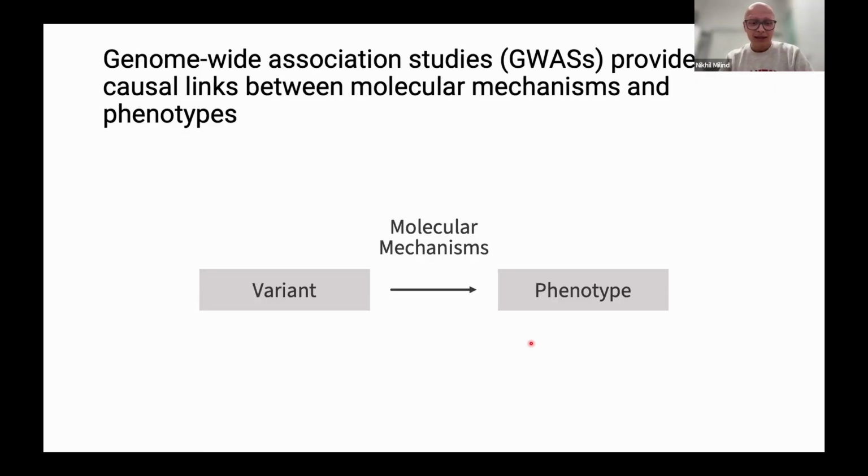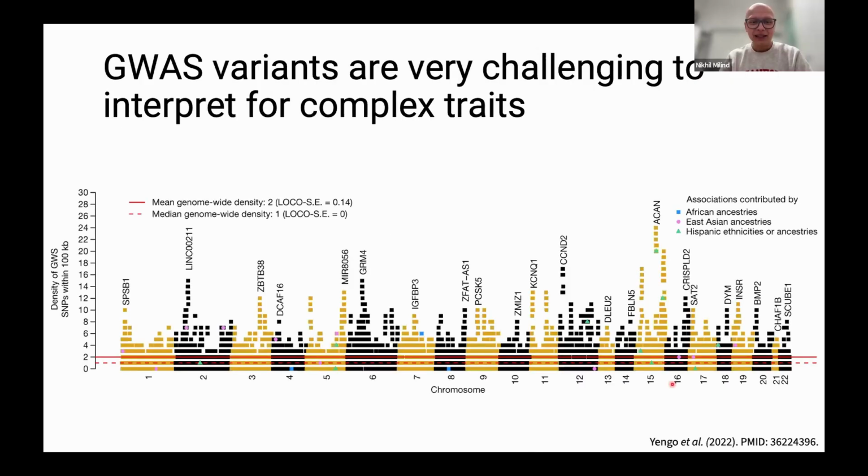So this paradigm is quite powerful, but I don't think I need to convince this audience that GWAS variants are actually extremely complicated to interpret. So here's an example of a very recent GWAS for 5 million individuals. And the trait being studied here is height. So on the x-axis are chromosomal positions. And on the y-axis, this is not a standard Manhattan plot. Each block here represents the number of associations in a 100 kb window. So hopefully you can appreciate that the entire genome basically lights up with signal for height.